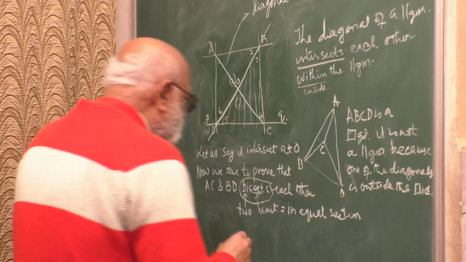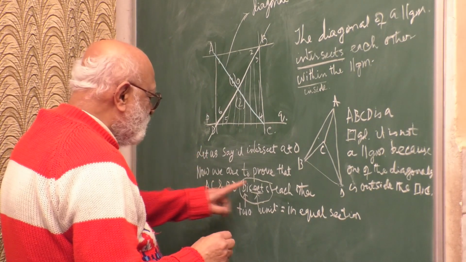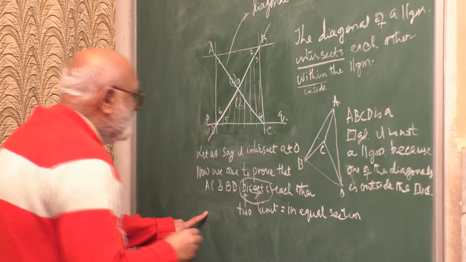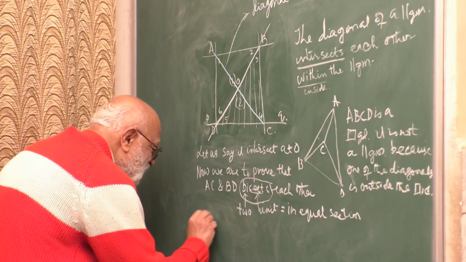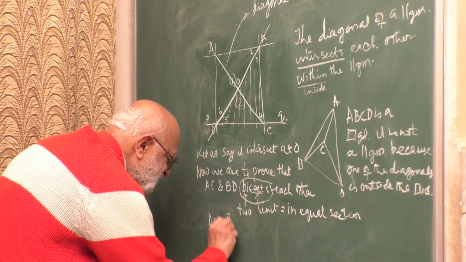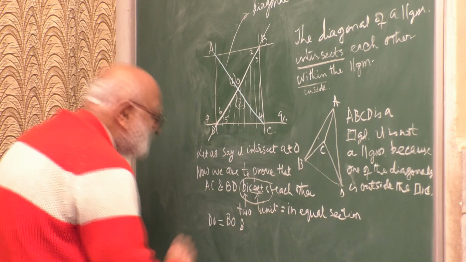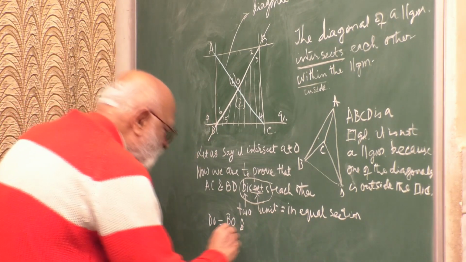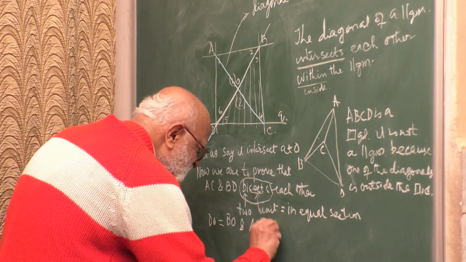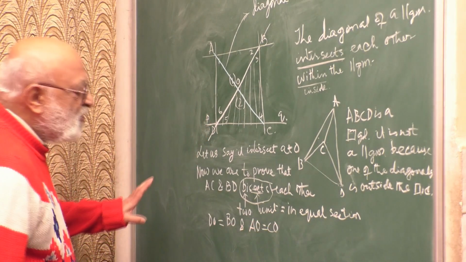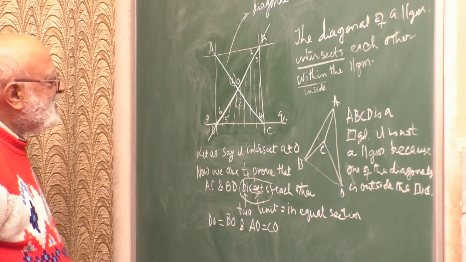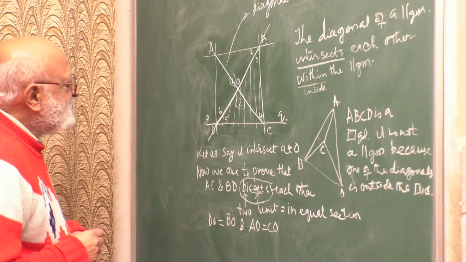Which means we have to prove that they bisect each other. That means we have to prove that BO is equal to DO and AO is equal to CO. This we have to prove. Now how do we prove this? This is again very, very easy.